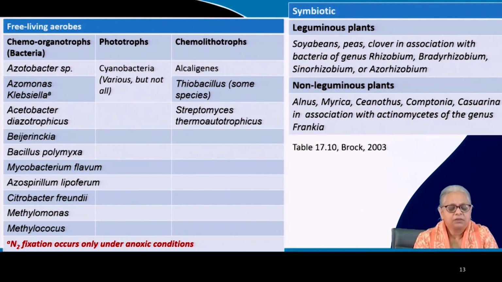Now, we have nitrogen fixing bacteria that are capable of having symbiotic relations with either leguminous plants or non-leguminous plants. And a few examples were mentioned in the previous slide, and there are a few others here. So you have bacteria of the genus Rhizobium, Bradyrhizobium, Sinorhizobium or Azorhizobium. All of these rhizobacteria are capable of fixing nitrogen in association with plants like soybeans, peas, clover and so on. There are non-leguminous plants as well, Alnus, Myrica, Casuarina, all of them in association with actinomycetes of the genus Frankia can be used for nitrogen fixation.